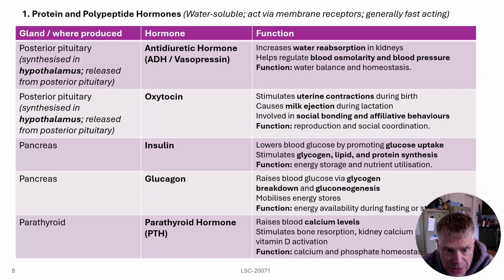Last in this group of hormone chemicals, we have parathyroid hormone, and this has functions in calcium and phosphate homeostasis in the body. It raises blood calcium levels, stimulates bone resorption, and kidney calcium reabsorption and vitamin D activation.